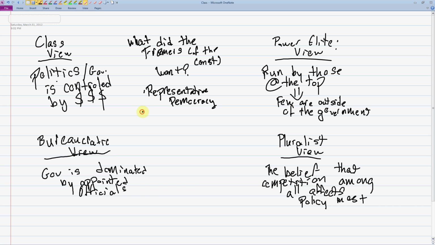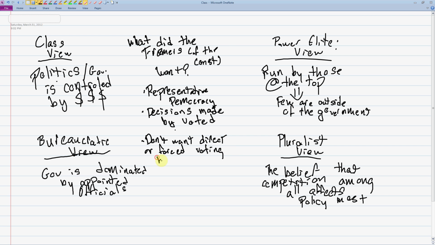And they also wanted decisions made by votes. So they really kind of wanted it almost in the middle. But let's think about it just a tiny bit. They want the representatives voted in, but they didn't want direct election. Why don't they want direct? They don't want direct or even forced voting because they know that all don't know a lot about government.